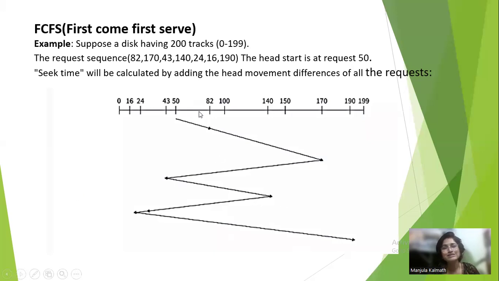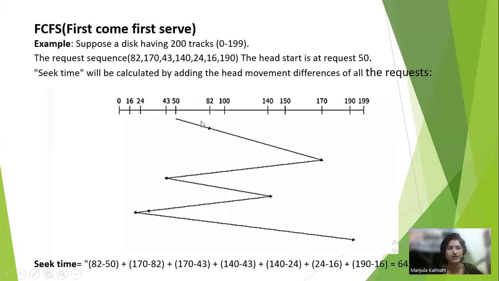Then what is the seek time taken for this? We just have to find the differences here. Initially it is 50, then it goes to 82. So 82 minus 50. The difference is the length, the number of cylinders transferred here. That is the seek time taken. So here we have 82 minus 50. Then next, from 82 it goes to 170. 170 minus 82, which we have to add to the previous. That is the length of this.